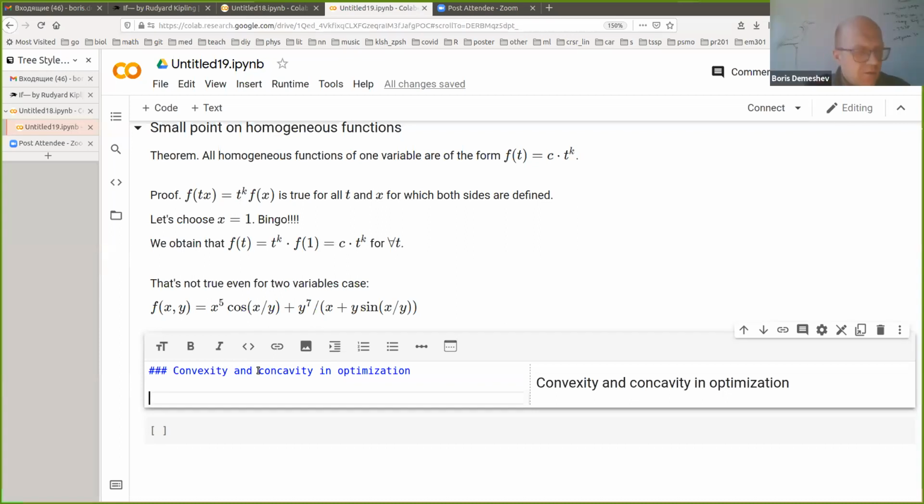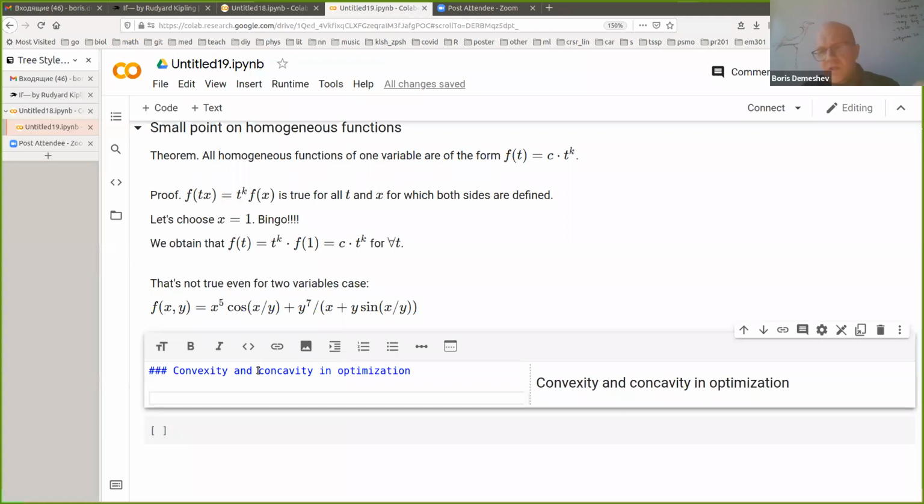Okay. Anyway, there's another explanation. If the second derivative is negative, then it's strictly concave. Yes, it's a sufficient condition to be strictly concave. It's not necessary, but it's sufficient.